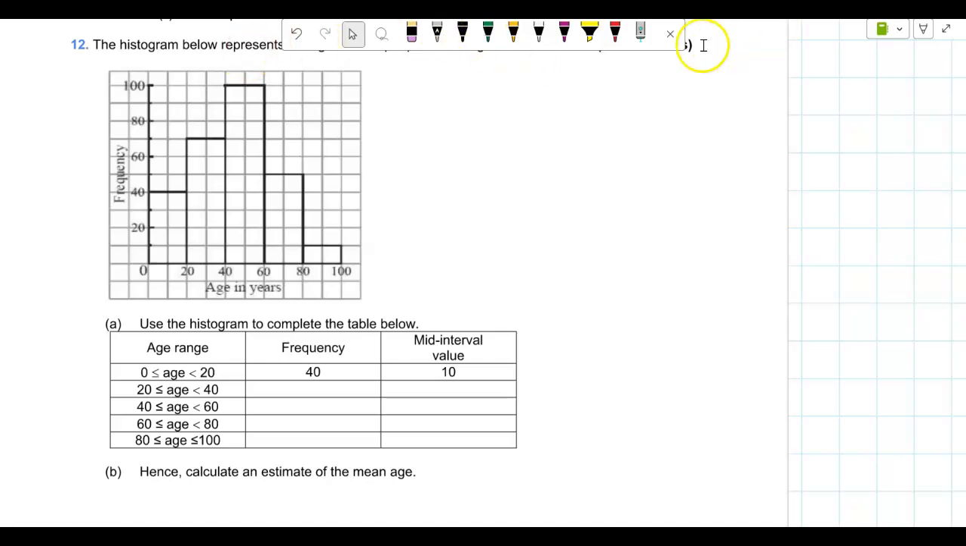So the histogram. The histogram represents the age of 270 people. So the height of the histogram will give you the frequency. So the 70, this is here. The height is 100. Then this is 50, this is 50, so 50. And this is 10.